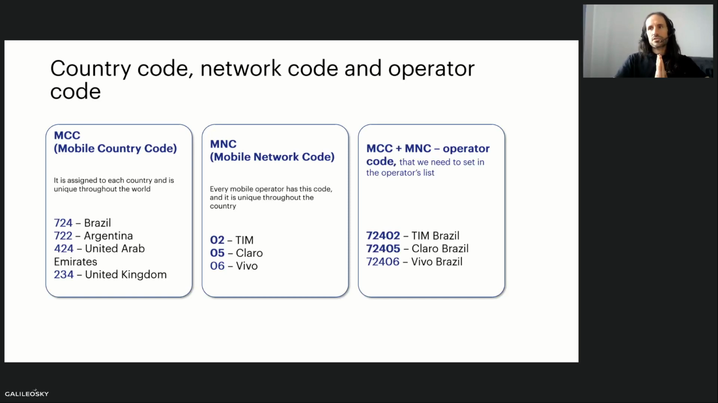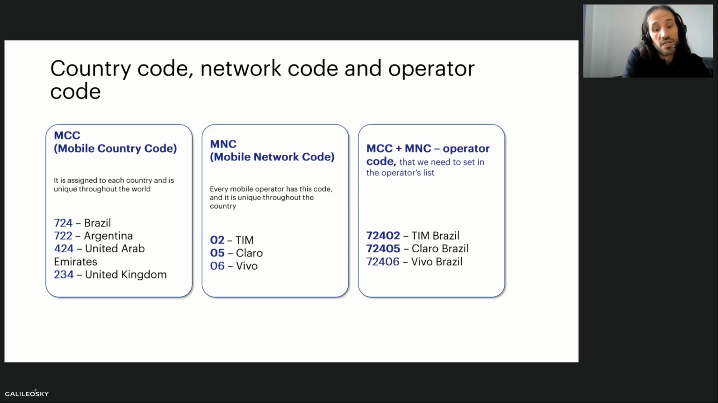Okay, let's talk now about the codes. First, every country has a mobile country code, okay? The mobile country code is the first 3 numbers, as you can see here. It's 724 for Brazil, 722 for Argentina, 424 for United Arab Emirates, sorry, and 234 for United Kingdom.